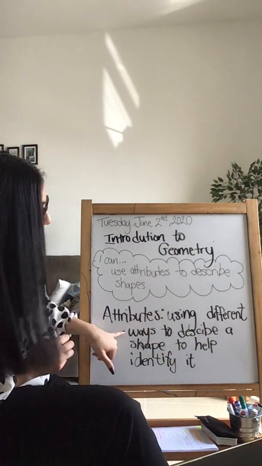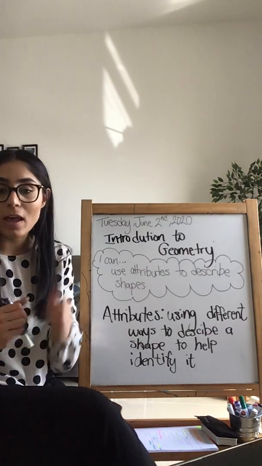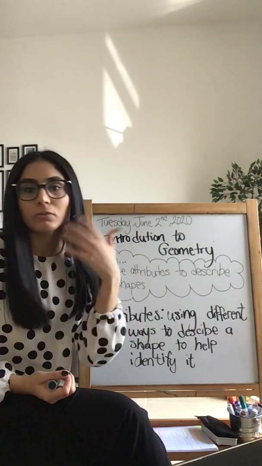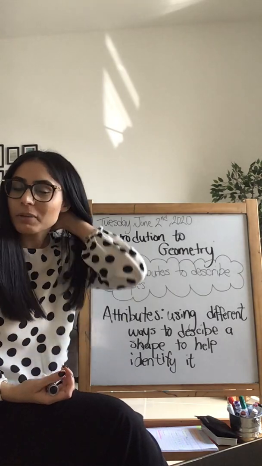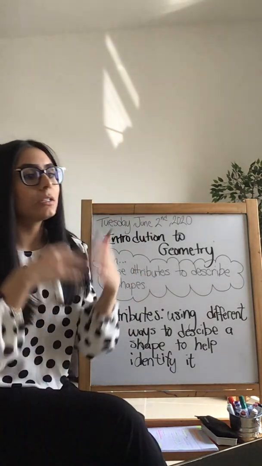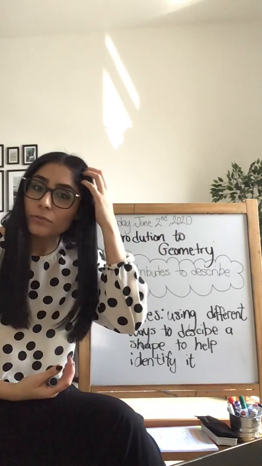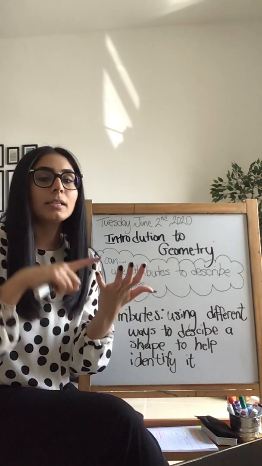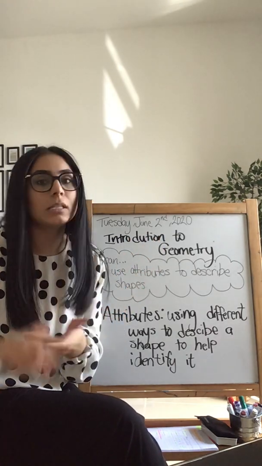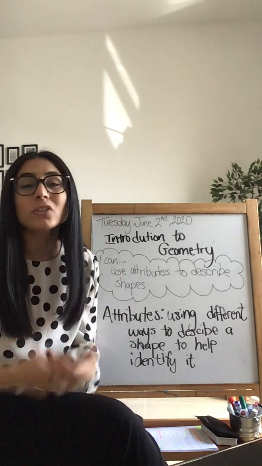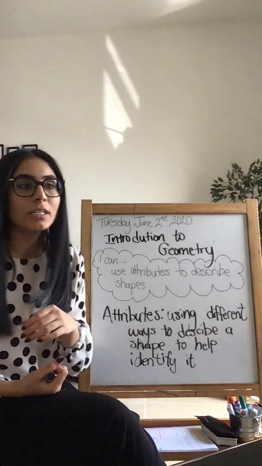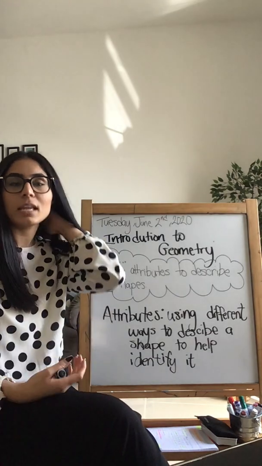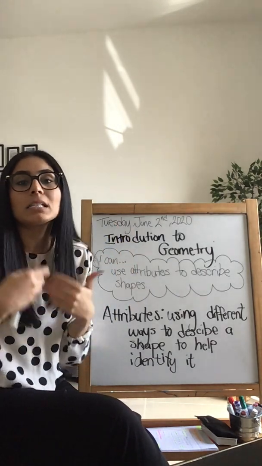Attributes are basically using different ways to describe a shape to help identify it, because obviously we know there's tons of different types of shapes, right? And instead of me just saying this is a square, this is a rectangle, and of course that's fine, but for someone who's never seen a rectangle, who's never seen a triangle, who's forgotten what a triangle or rectangle looks like, the reason we have these attributes is using different ways and saying, well, a square is this because it has this many sides, this many faces, this many vertices, and then you're like, yes, that must be it. So it helps us identify what they are. It's just a fancy word to say different information explaining a shape.